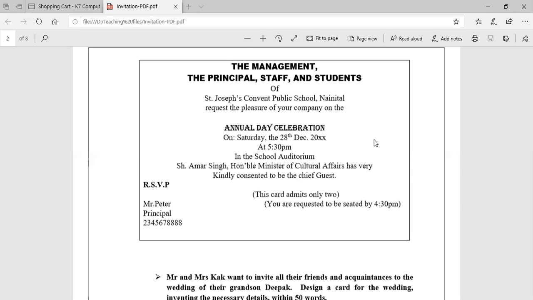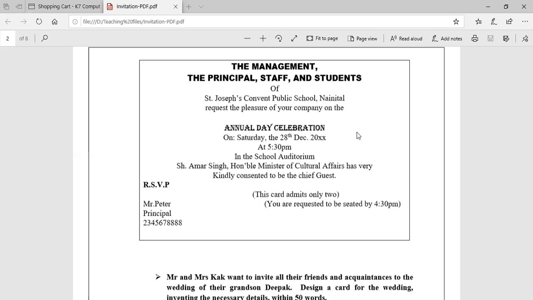Then the very special guest, we are highlighting the things. Highlighting means who will be the chief guest. That's why Sri Amar Singh, Honorable Minister of Cultural Affairs, has very kindly consented to be the chief guest. That means we are completing all those things. Nobody will ask questions. Of course, the management and the principal are inviting us all together. The school is inviting us for their annual day celebration, the particular day, date, year, timing, venue, and of course, the chief guest who is going to preside over the function. Everything they have mentioned very clearly in the annual invitation card. So we have to go and join hands with them and celebrate the function.